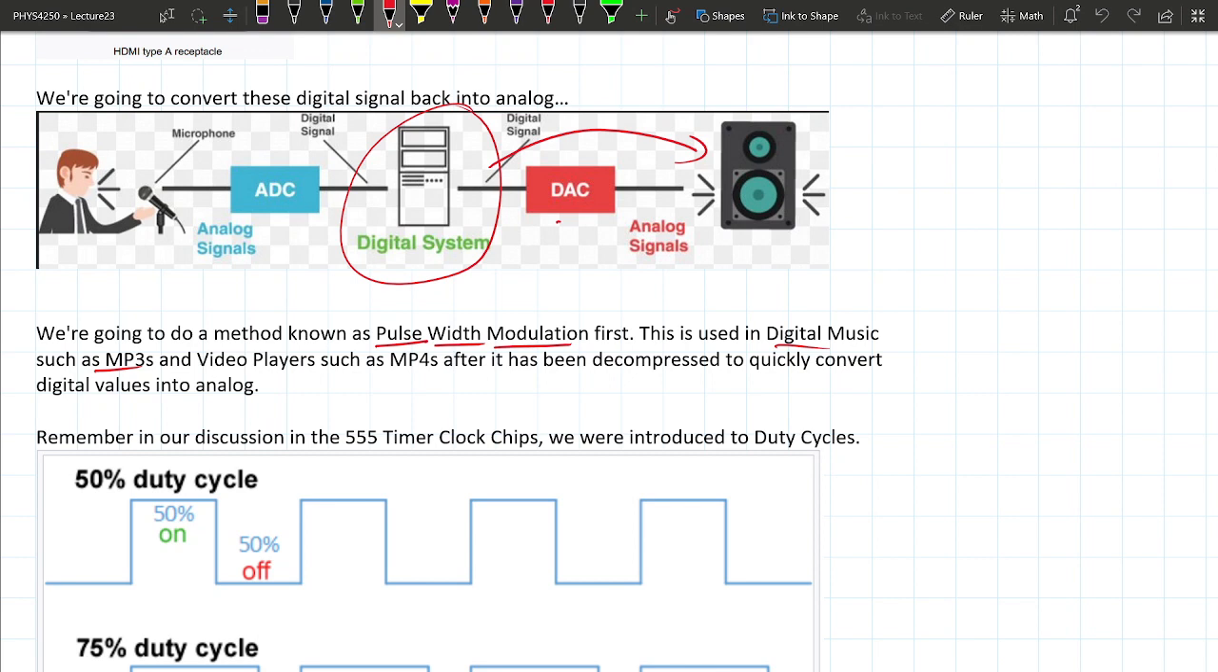Why is it that I'm playing this audio stream that has like 100 kilobits of fidelity, very high quality audio, right? How is it not using any of my processor to do this? And this is done through this method called pulse width modulation. And we're going to see how simple the instruction set is. Same thing with video players.